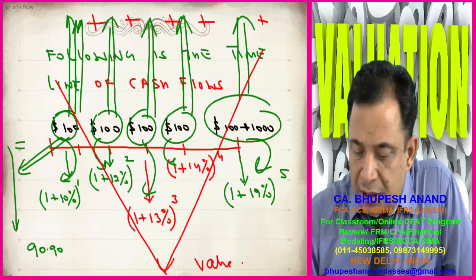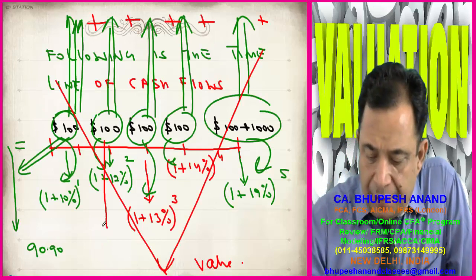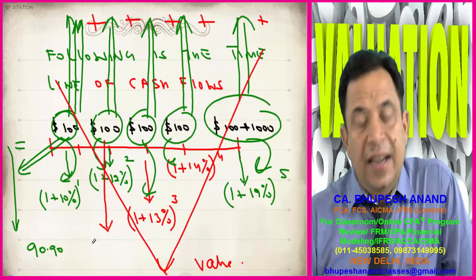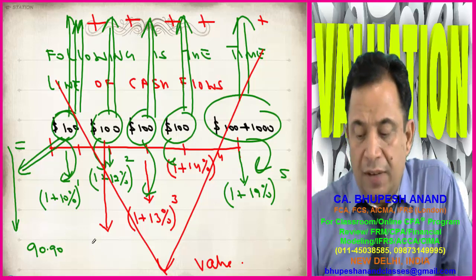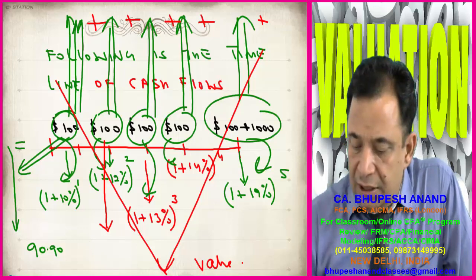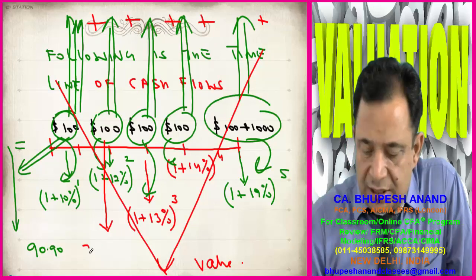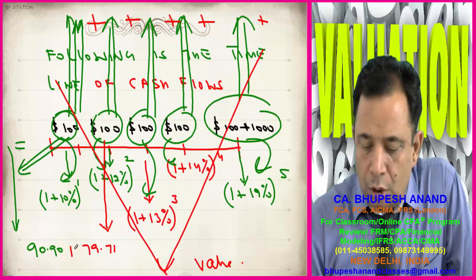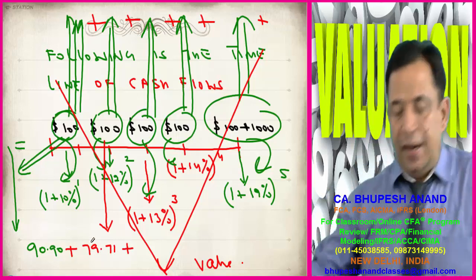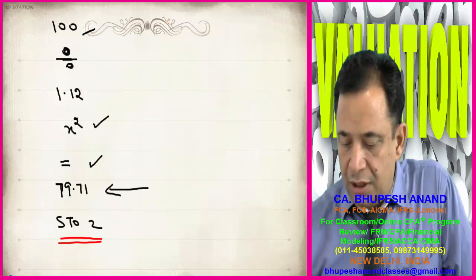Now what is the meaning of this? It means this 100 which I am getting in the second year, if the YTM is 12%, will be 79.71. So these are the different values which I am getting for the third year, fourth year, and fifth year. Just see to it.